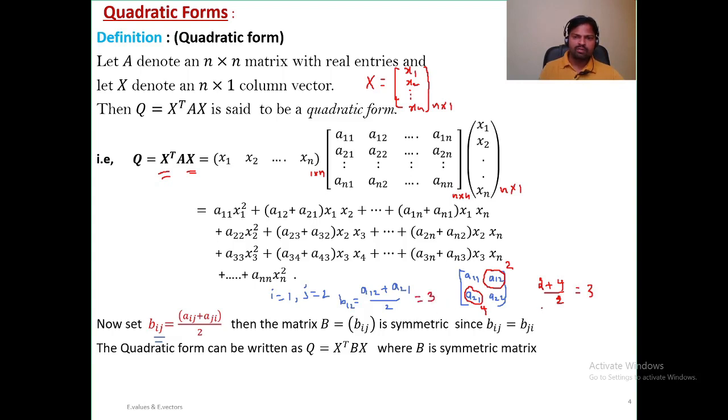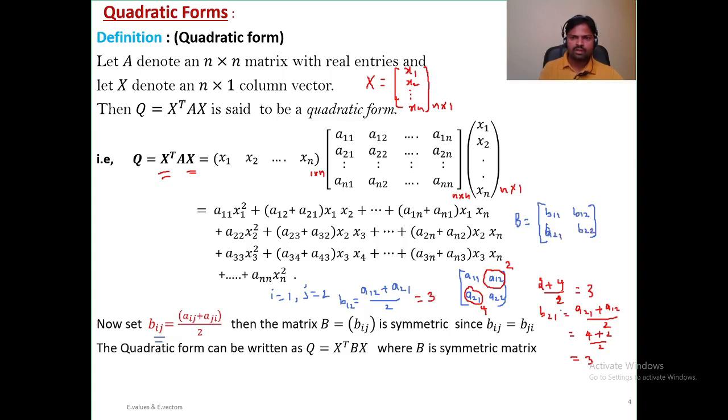What about the B21 value? Reverse. B21 means I am taking i is 2, j is 1, so this is A21 plus A12, again by 2. Same story: 4 plus 2 by 2. Now what will you get? 3 only. So now the B21 value is 3. So B12 is 3 and B21 is 3. Observe carefully, the new matrix B is defined like this: B11, B12, B21, B22.